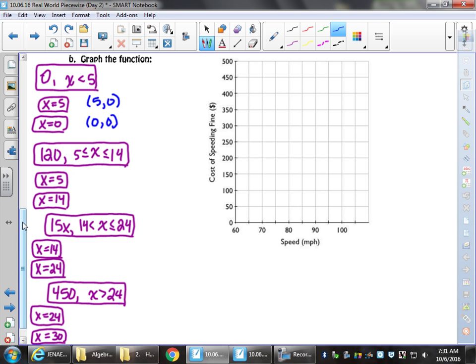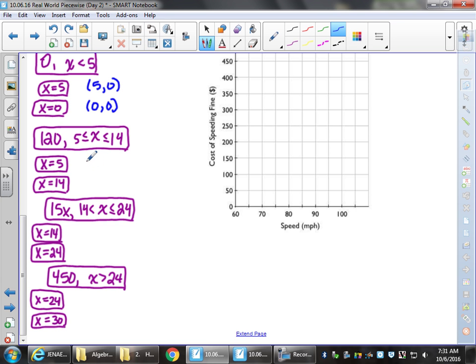How about for this next piece? When X is 5, what's Y going to be? 120. And when X is 14, what is Y still going to be? 120. Now let's come back to the troublemaker from yesterday. And this time evaluate 15X using X equals 14 and X equals 24 and see what you get.